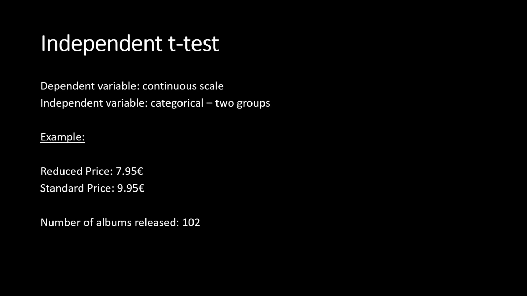Let's now have a look at the example we will use in this tutorial. We will have the following setup. In a music download store, new releases were randomly assigned to an experimental group and sold at a reduced price of 7.95 euros, or a control group and sold at the standard price of 9.95 euros. Overall, 102 albums were released on that day, and these albums were randomly assigned to the experimental groups, so we have 51 albums per group.